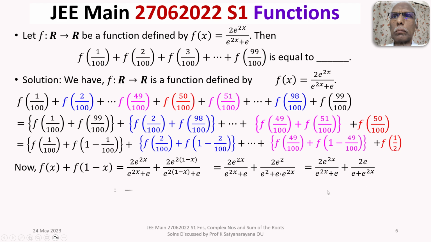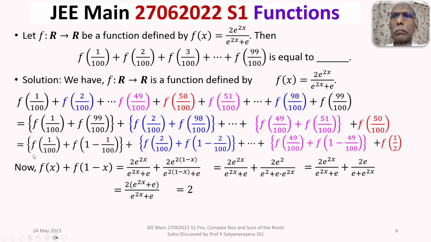Now add, you will get 2 times e^(2x+e) by e^(2x+e), and in the numerator and denominator the same term is there, namely e to the power of 2x plus e. Cancel that and you will get 2. So that means f(x) plus f(1 minus x), for all x belonging to R, the value is 2.